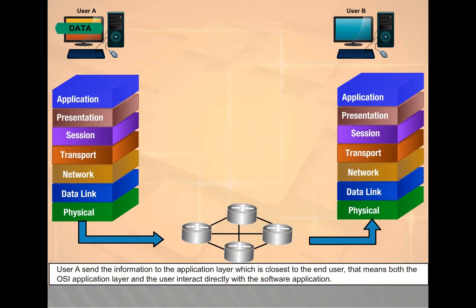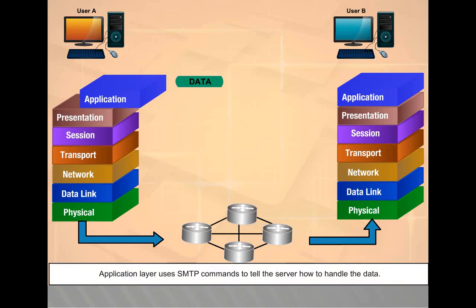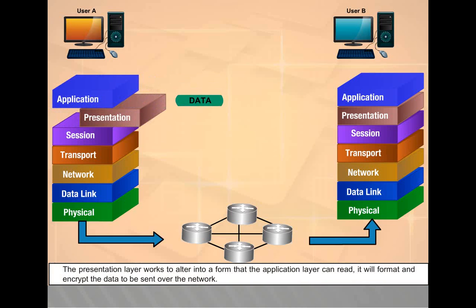User A sends the information to the application layer, which is closest to the end user. That means both the OSI application layer and the user interact directly with the software application. Application layer uses SMTP commands to tell the server how to handle the data. The presentation layer works to alter it into a form that the application layer can read. It will format and encrypt the data to be sent over the network.